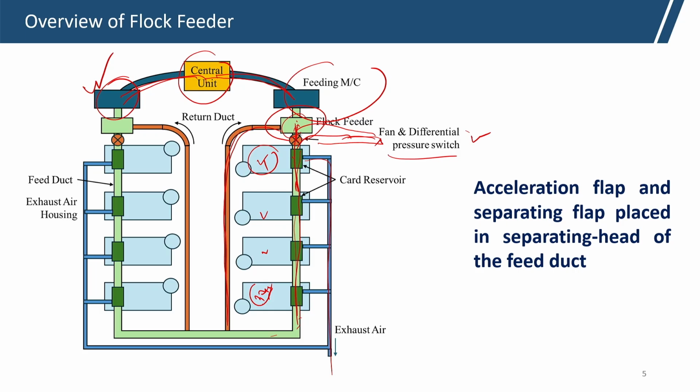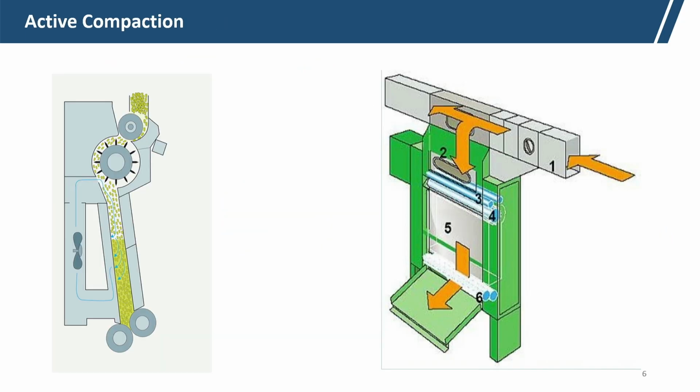So, acceleration flap and separating flap. Acceleration flap and separating flaps are placed in the process of separating, in the feed duct. In the feed duct, the accelerating flap and separating flaps are placed, which is in the separating head of the feed duct.